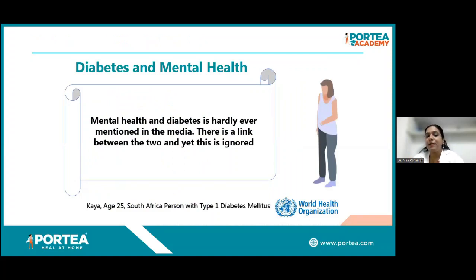In India, we see mental health and diabetes are never associated, but there is a link between the two, and this is ignored. That should never be done. For a diabetic patient, getting counseling on time, understanding what diabetes is, how they can fight the disease, and how they can prevent complications can lead to a good quality of life, which people normally ignore.